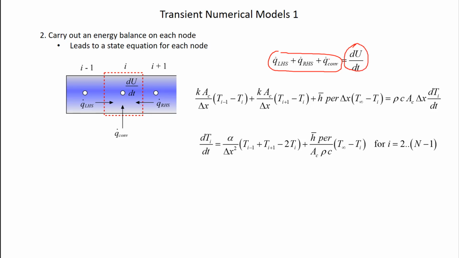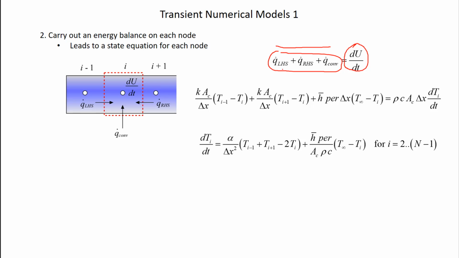du dt. So when we were doing steady state problems, all we had was this side of the equation equals 0. But now, because there is a transient component, because there's storage of energy inside of this control volume, I have a du dt term. So I have to approximate every single term in my energy balance, right?